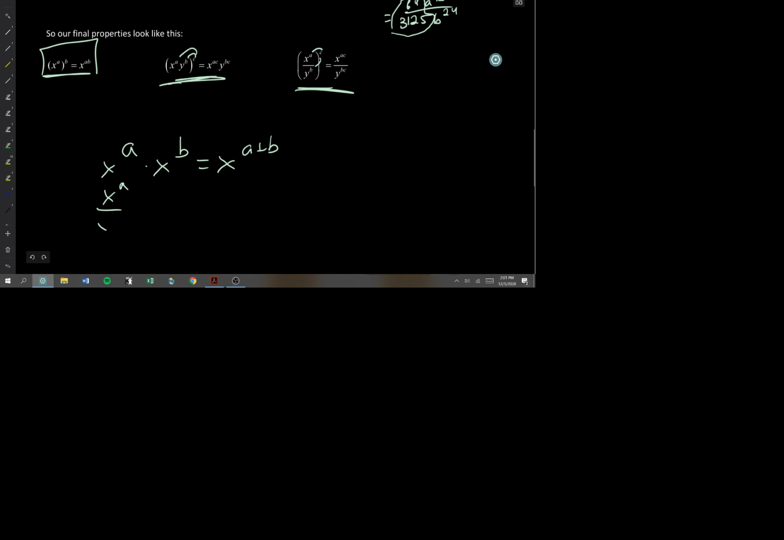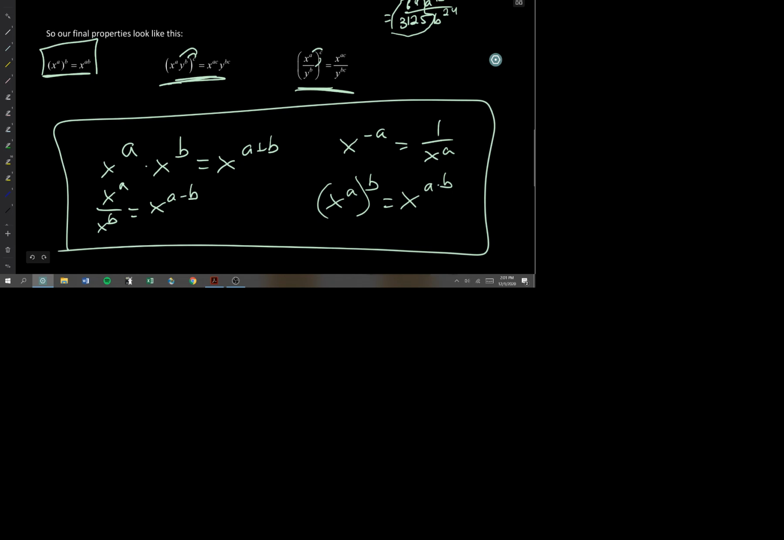I could even argue that this one is not a fundamental one, but comes from another one, but I'll keep it. x to the a divided by x to the b equals x to the a minus b. 2 more. x to the negative a equals 1 over x to the a, which I could even argue just comes from this, because it really does. And finally, x to the a to the b is x to the a times b. These are basically our 4 fundamental properties. If those are the only 4 things you learned in this chapter, but you can apply them correctly and consistently, you're going to be fine for every type of problem we see.